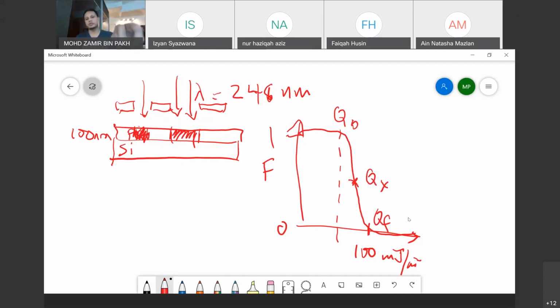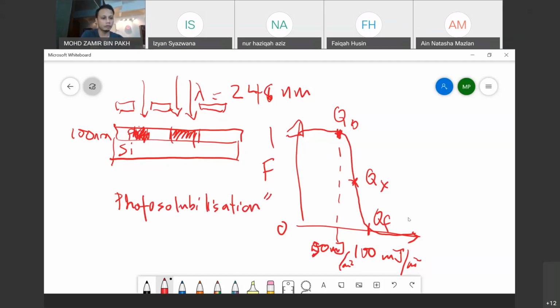At Q naught, kalau you expose guna exposure energy of Q naught millijoule, katalah 50 millijoule per cm squared, half of the QF value. So at Q naught, there's no action in the resist yet. The reaction is just about to start, tapi there's no photosolubilization yet. So photosolubilization is not happening yet, or just about to happen. Tak ada apa-apa yang jadi lagi.